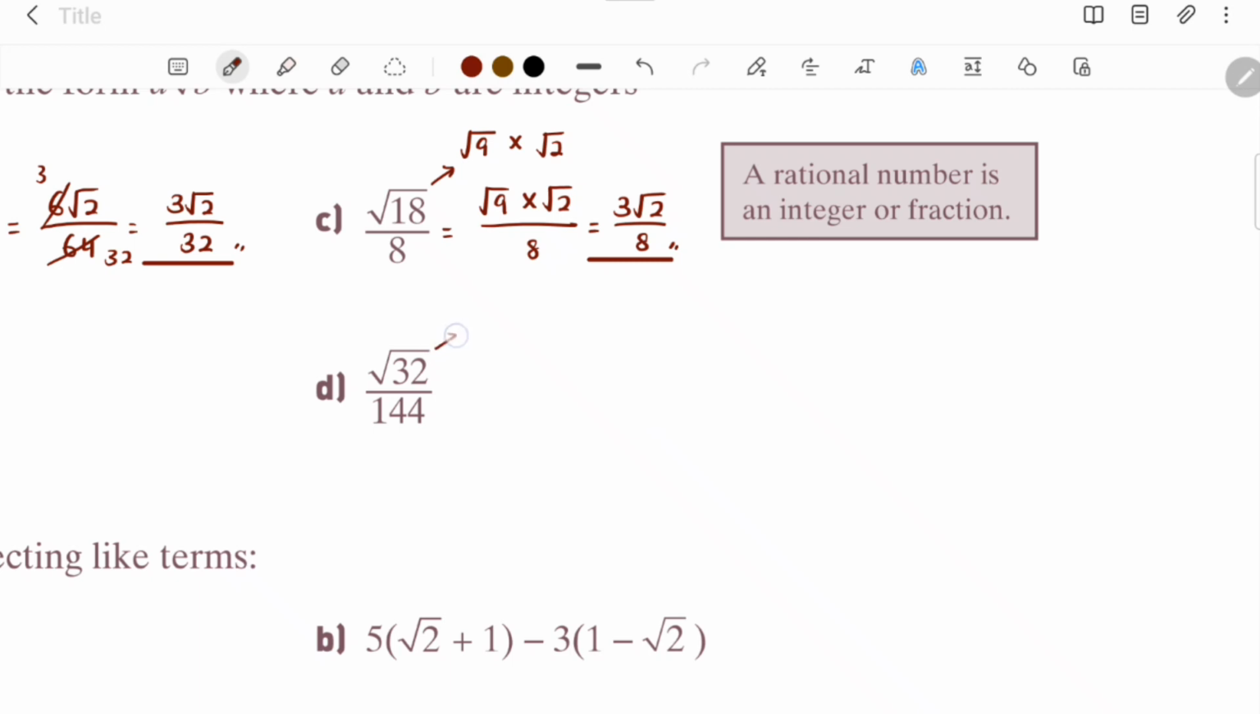Okay, 32. If you divide it by 2, this one you get 16. So 16 multiplied with Surd 2 over 144. So Surd 16 is actually 4, and then Surd 2 over 144. 4 can actually divide into 144. So this one, in the end, you should get Surd 2 over 36 as your final answer. Okay.